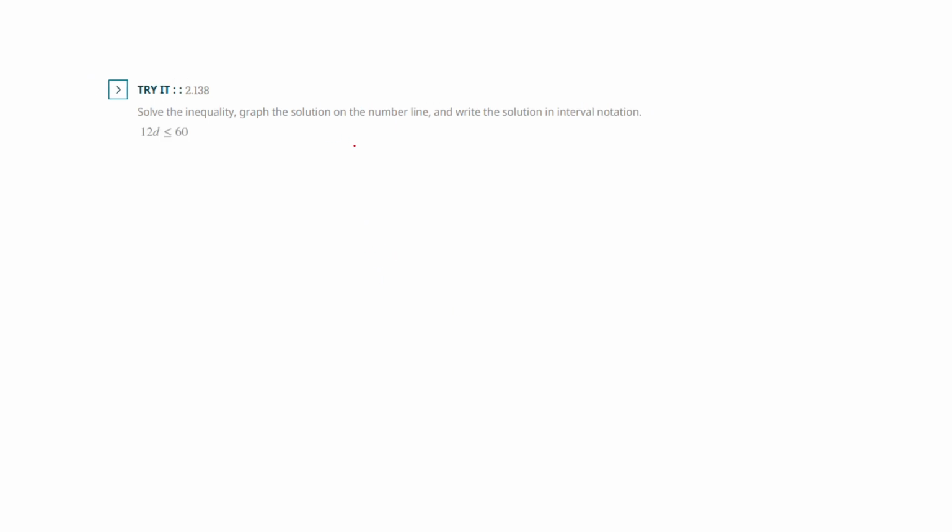There's no inequality there. So we're going to just divide both sides by 12. It works just like a normal equation. d is less than or equal to 5. So in interval notation, I'm not going to do the number line this time. Can you start to see that that is what we'd get? We want all the numbers less than or equal to 5, and that's the interval notation.